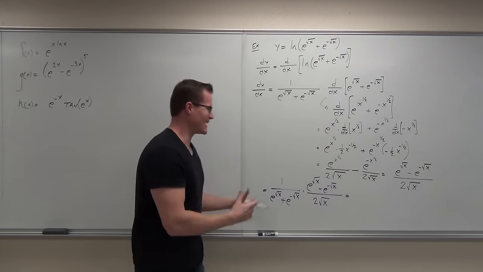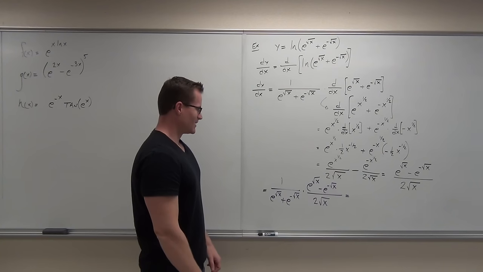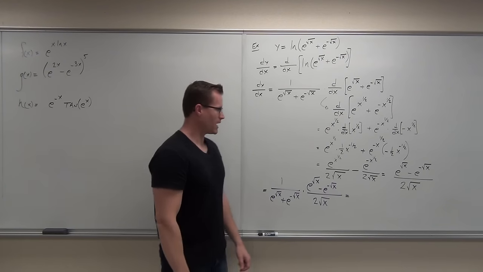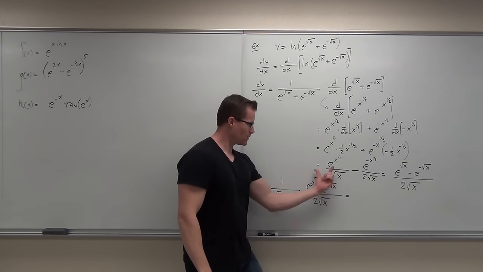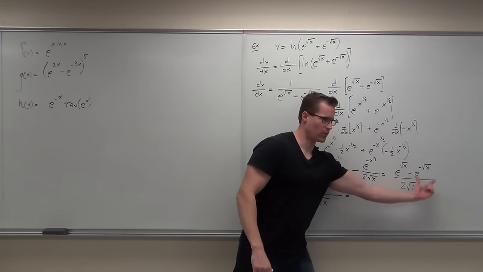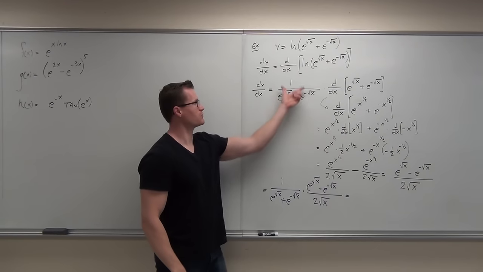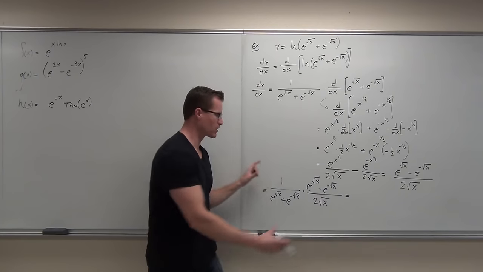Equals the best nasty stuff, our answer. So here's what we got. Here's our derivative. This is via the chain rule right here. We had the original, this is via the derivative of ln. So now we're going to put it together.